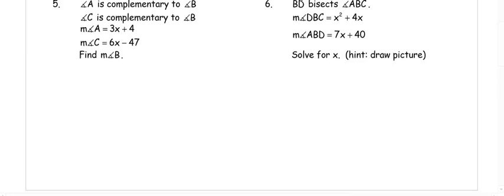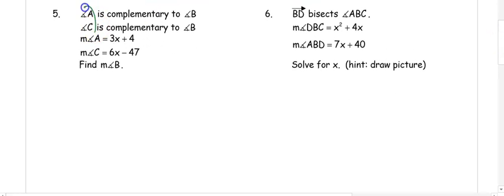In number 5, A is complementary to B, C is complementary to B. So because they are complementary to the same angle, we now know that angle A has to be congruent to angle C. So we can use that to solve for x. So 3x plus 4 equals 6x minus 47. We get 3x is equal to 51. So x is 17.